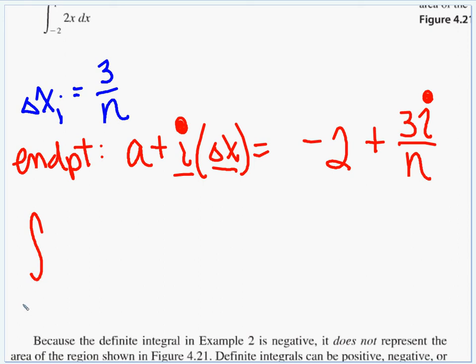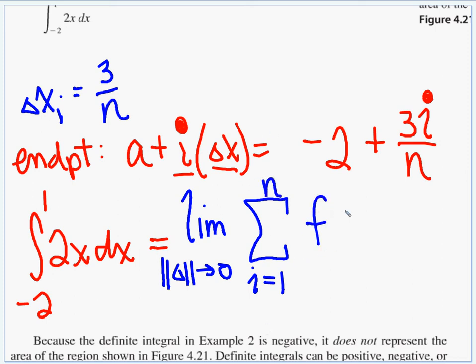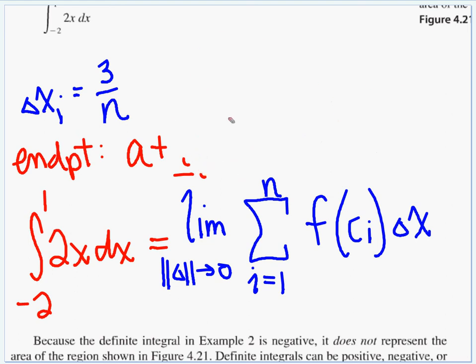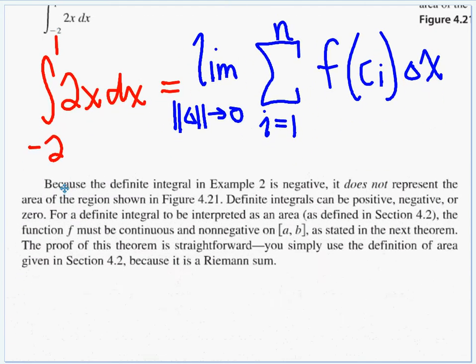So our definite integral from -2 to +1 of 2x dx, we can translate into the limit as we send our norm off to 0 of the summation from i equals our first rectangle all the way to the nth, f of c sub i, that's where we use the function to determine the height, times the base of the rectangle, delta x.